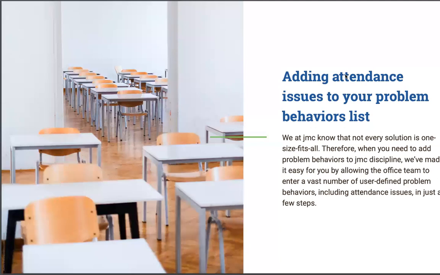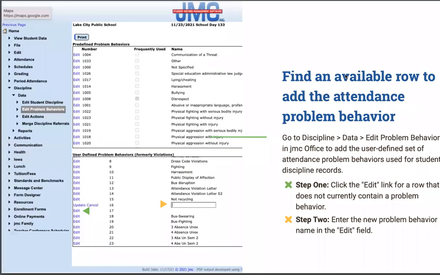So we at JMC know that not every solution is one size fits all. Rarely in life is that ever an issue. Therefore, when you need to add problem behaviors to JMC discipline, we've made it easy for you by allowing the office team to enter a vast number of user-defined problem behaviors, including attendance issues, in just a few steps. We'll walk through those steps here.